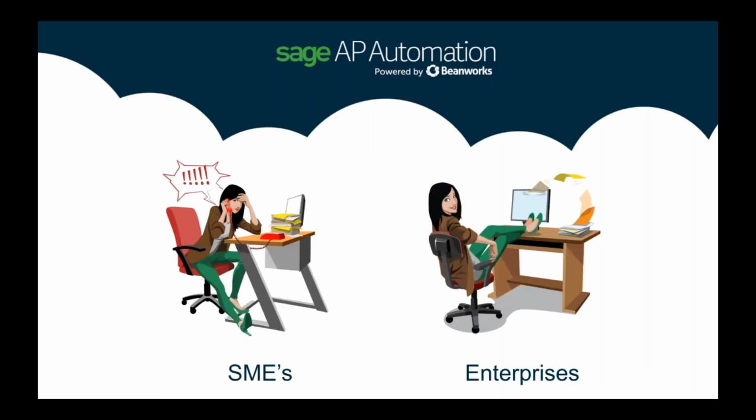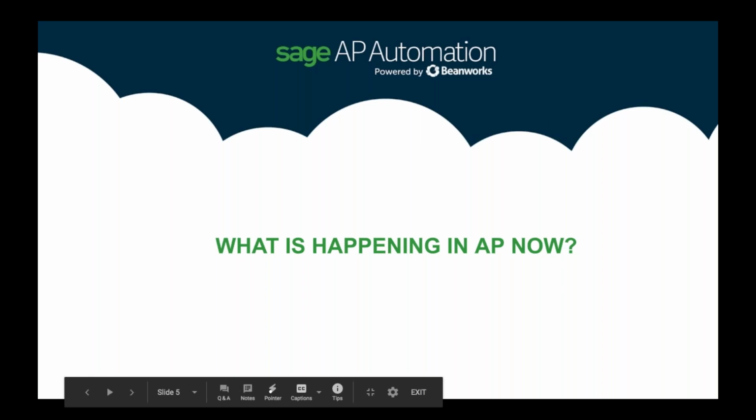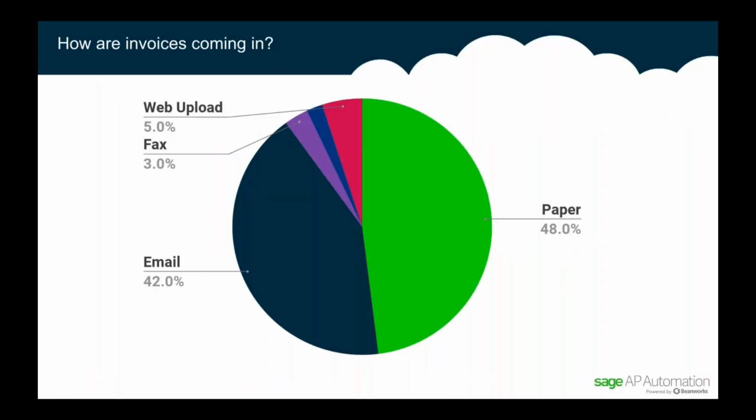Right now, you can see here the small to mid-size space and the enterprise space. Historically, AP automation was only available in the enterprise space. However, automation technology has finally caught up to the small to mid-sized business, and they're offering accounts payable automation for you now. And that is where we come in. So we're going to talk about what's happening right now in your space. How are invoices coming in? Still, 42% of them are coming in by email, but you'll notice a big portion is still paper.